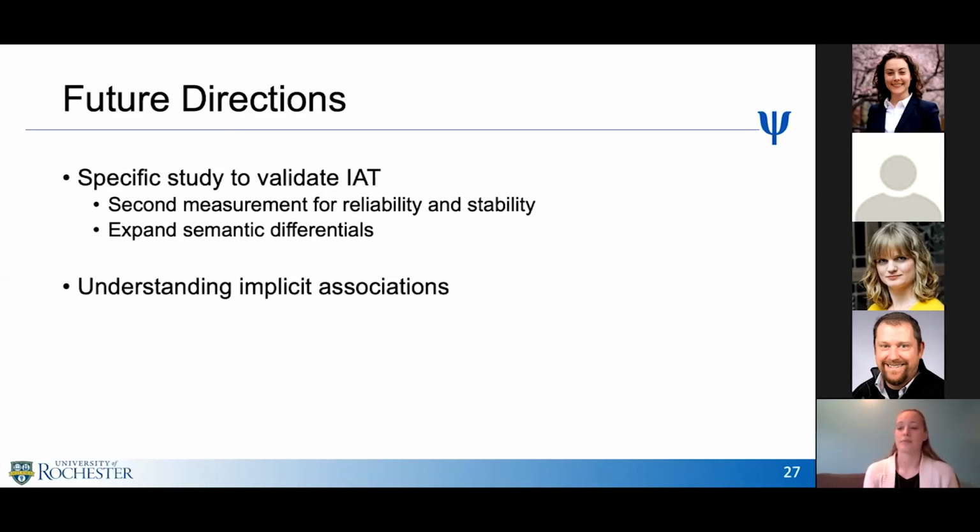Also, it would be important to expand semantic differentials used to measure the explicit associations to include feeling anxious is bad and feeling calm is bad, to allow for a more full range of possible associations to be accurately measured.